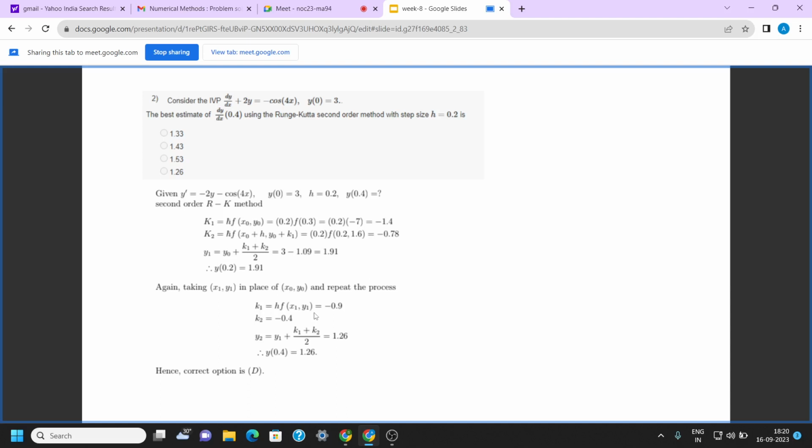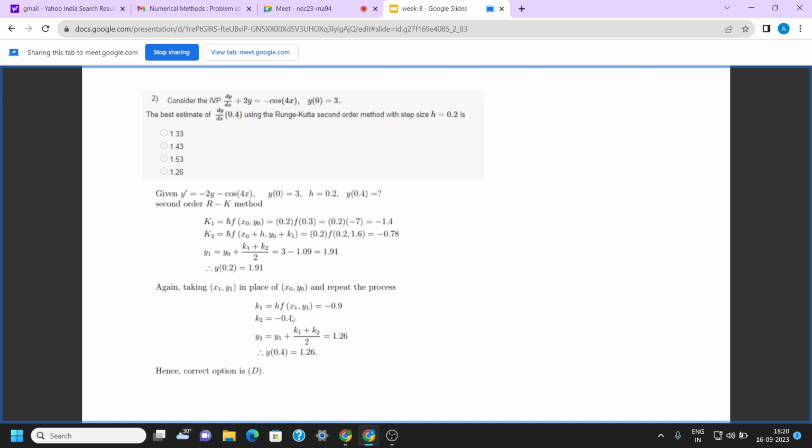If you are getting k1, then you can proceed to k2. k2 will be what? h times f of x1 plus h, y1 plus k1. Okay. So again x1 is 0.2 and y1 is 1.91. So substitute those values and take h as 0.2. You will get k2 as minus 0.4. Okay.